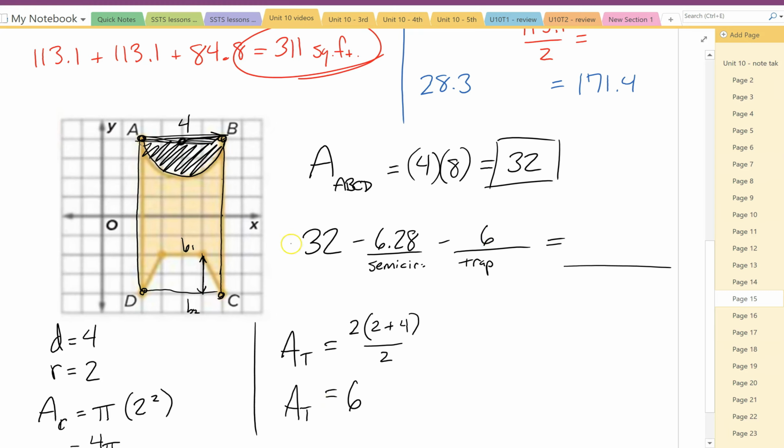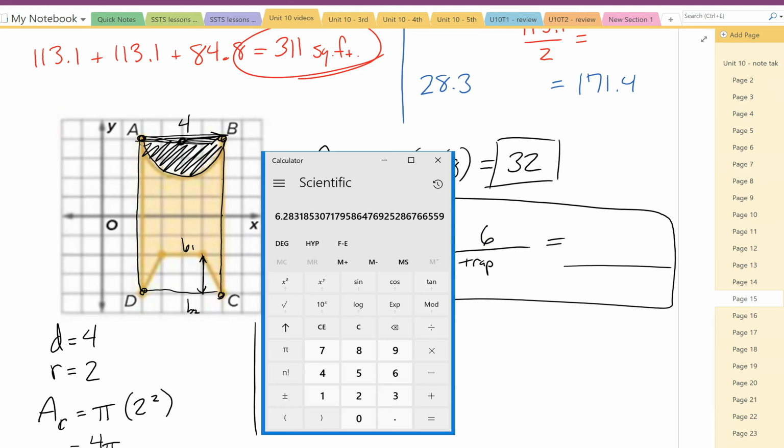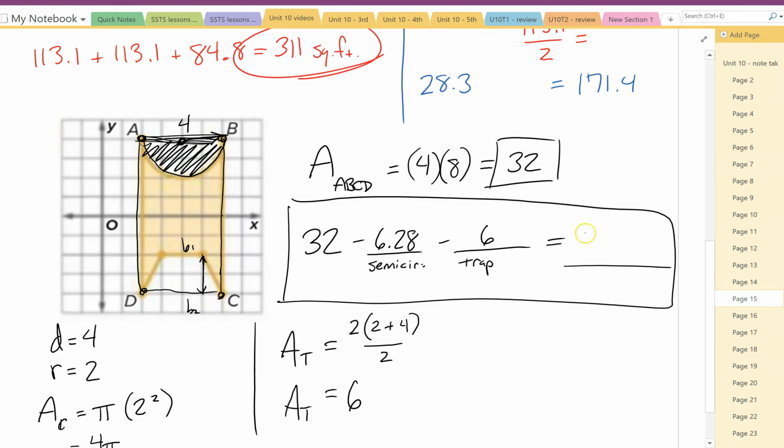So now all I need to do to get my answer to how much area this yellow shape takes up is take 32 and then subtract 6.28 and then subtract another 6. So the area of the yellow shape would be 19.72 units.